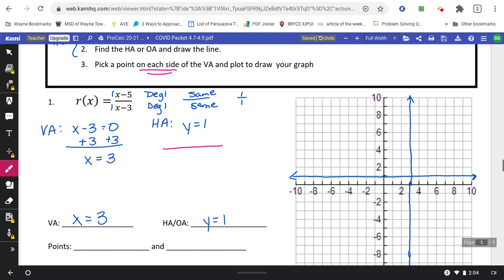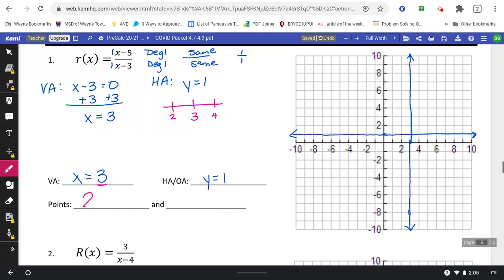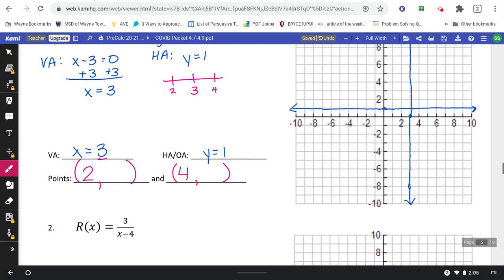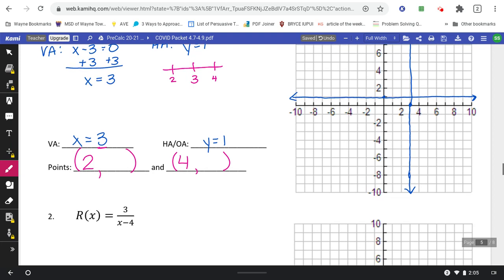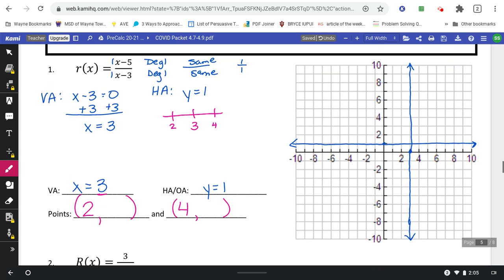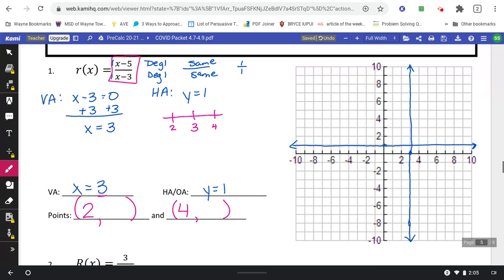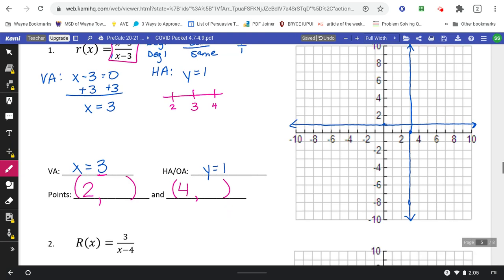So visualize it like this. You've got 3 here for your vertical asymptote. You want to pick the smaller number and a bigger number. So for this problem, that means I'm going to pick 2 and 4, because 2 and 4 are on either side of 3. So I'm going to pick 2, and I'm going to pick 4. That's going to give me the x portion of my points. In order to find the y portion, I need to plug it in to find the y value. So I'm going to take this equation right here, and I'm going to plug in a 2 for both of those x's.